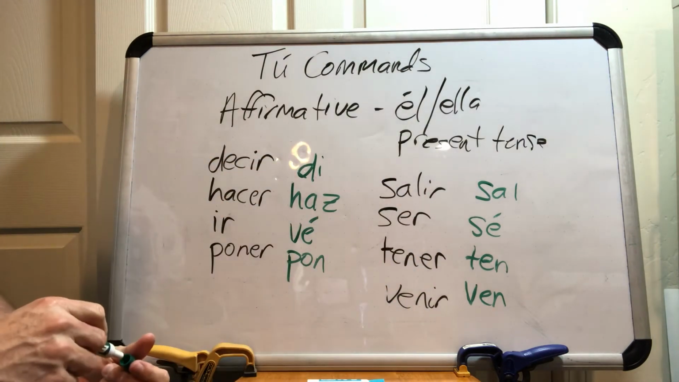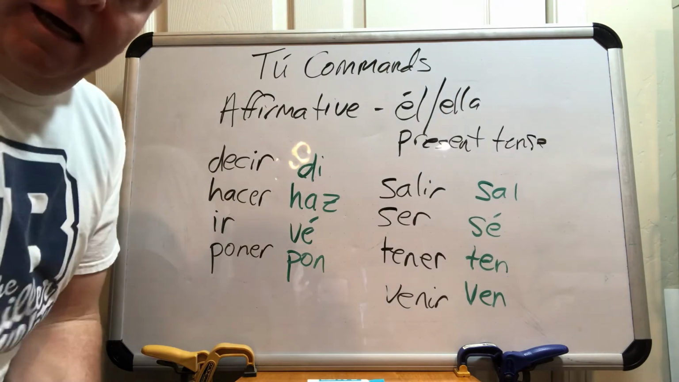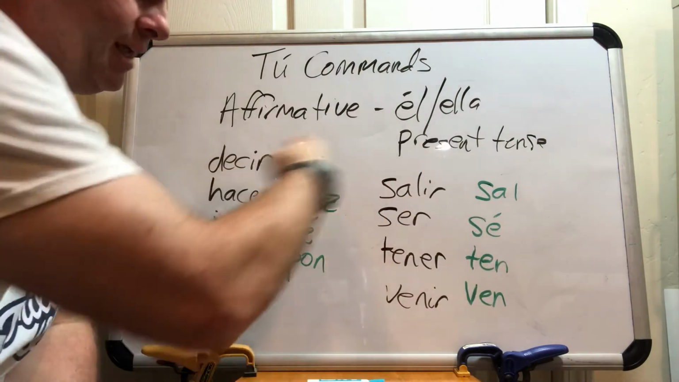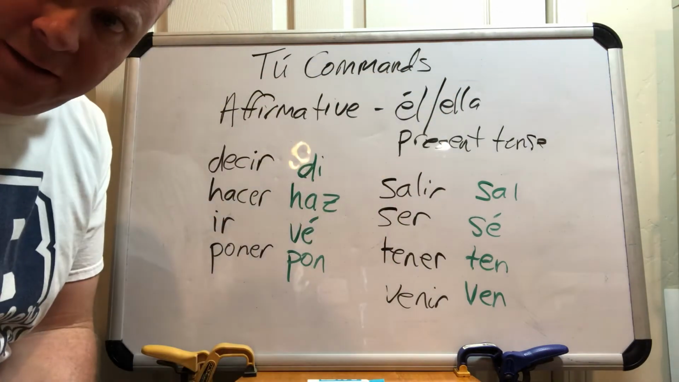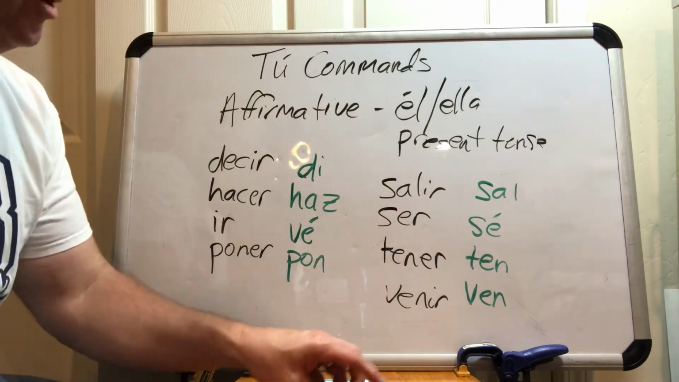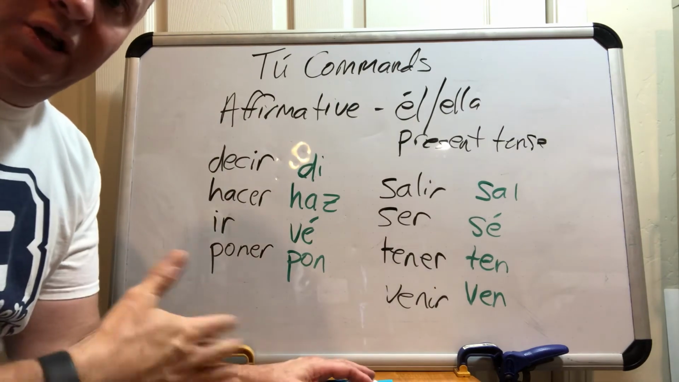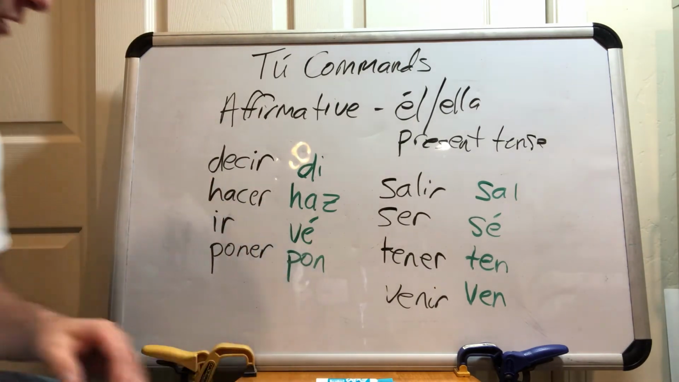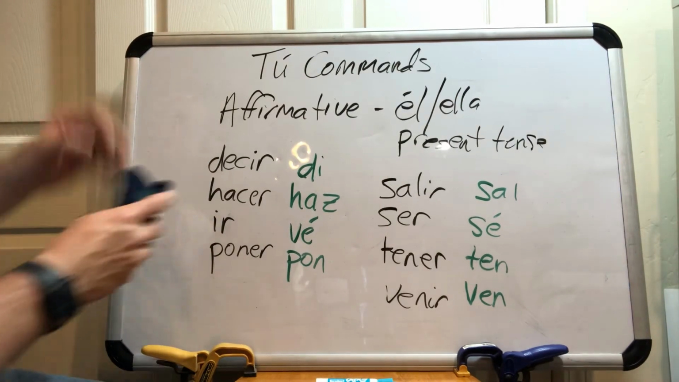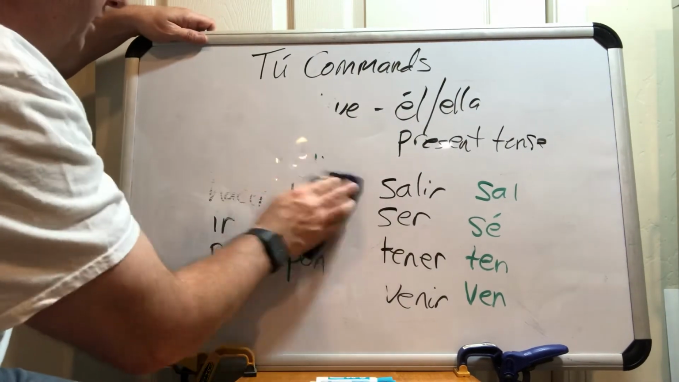Okay? Okay, so again, if it's not one of these irregulars, then just use the L or the A in the present tense. Okay? All right. So because this is a review, on the same homework is going to be the negative tú commands. Okay, so let's erase this part.